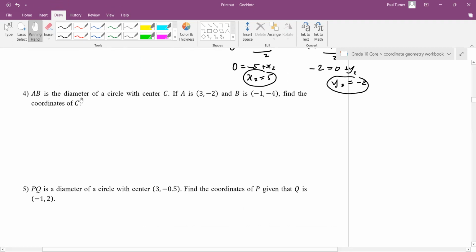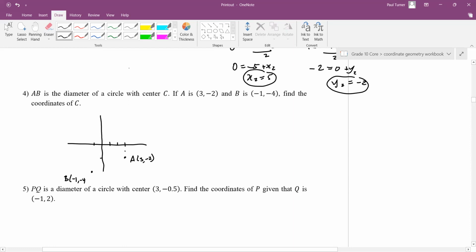So AB is the diameter of a circle with center C. Let's kind of draw the picture, shall we? Roughly. So you should sketch the picture. A is 3, -2. So this is point A. What's point B? -1, -4. -1, 2, 3, 4, about here. So this is B, -1, -4.